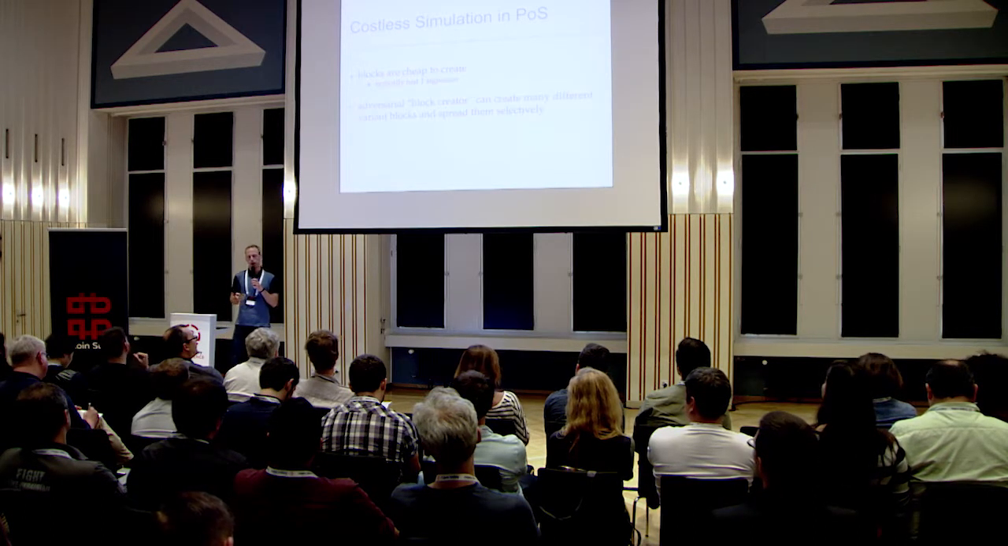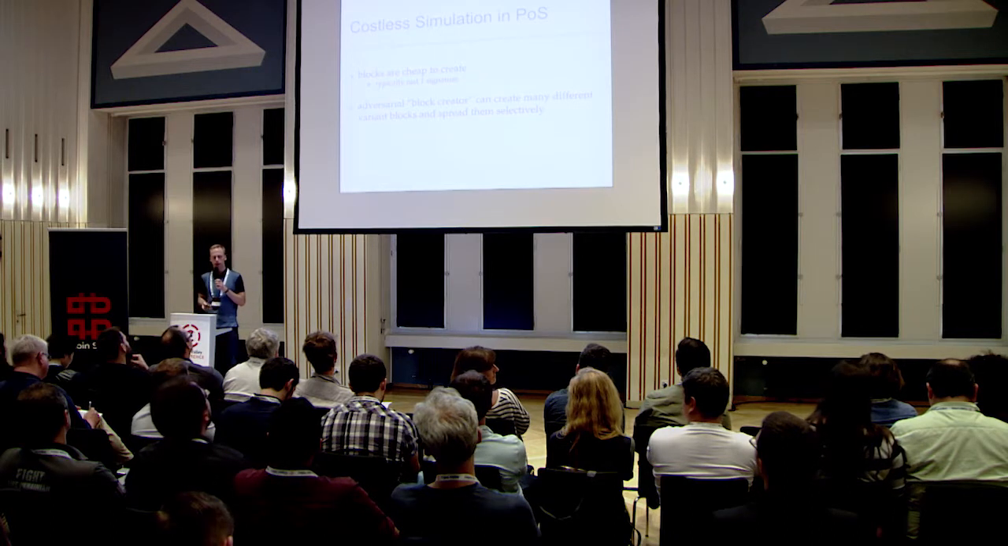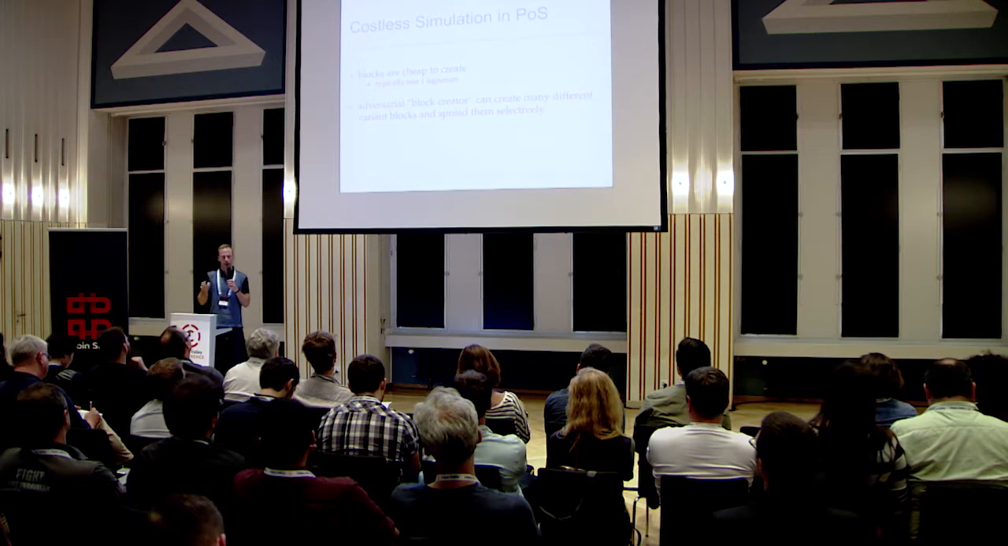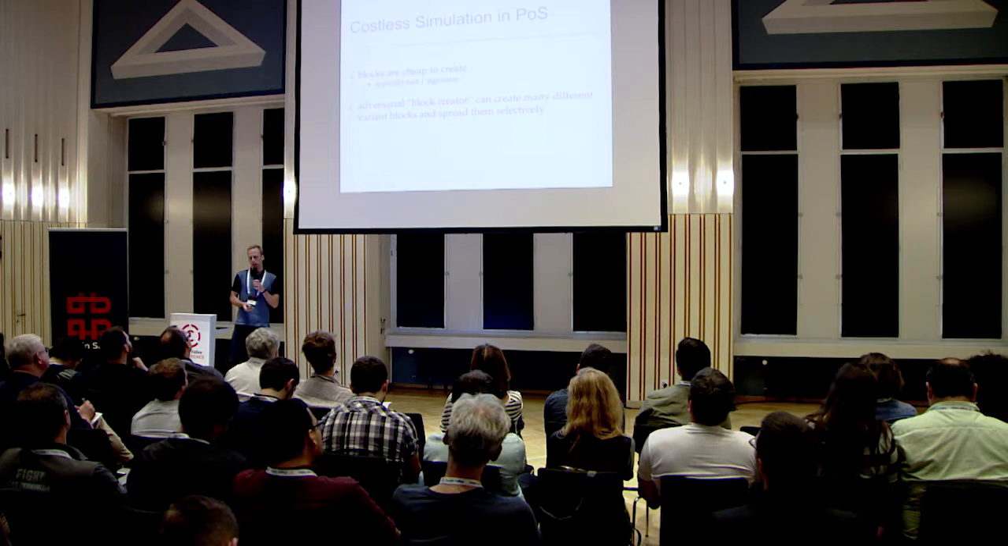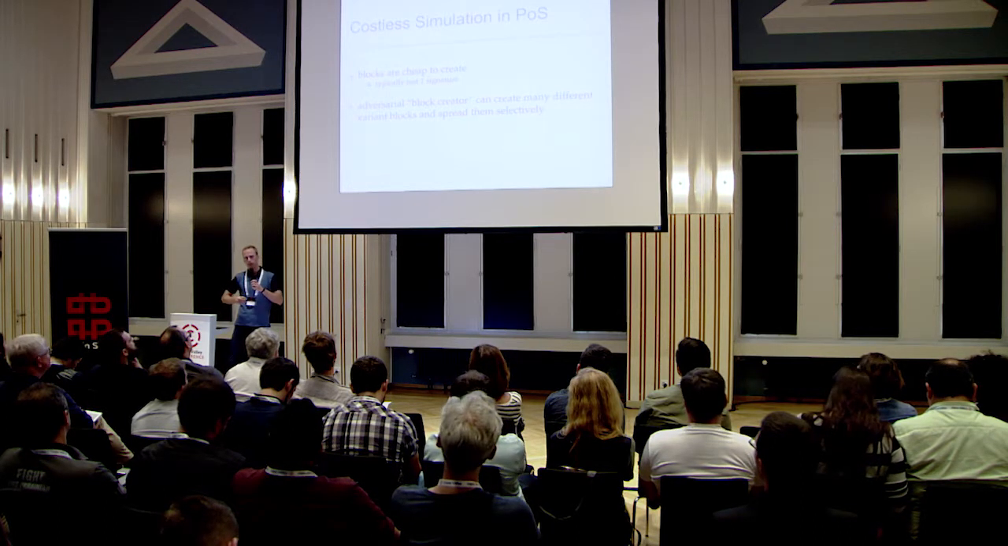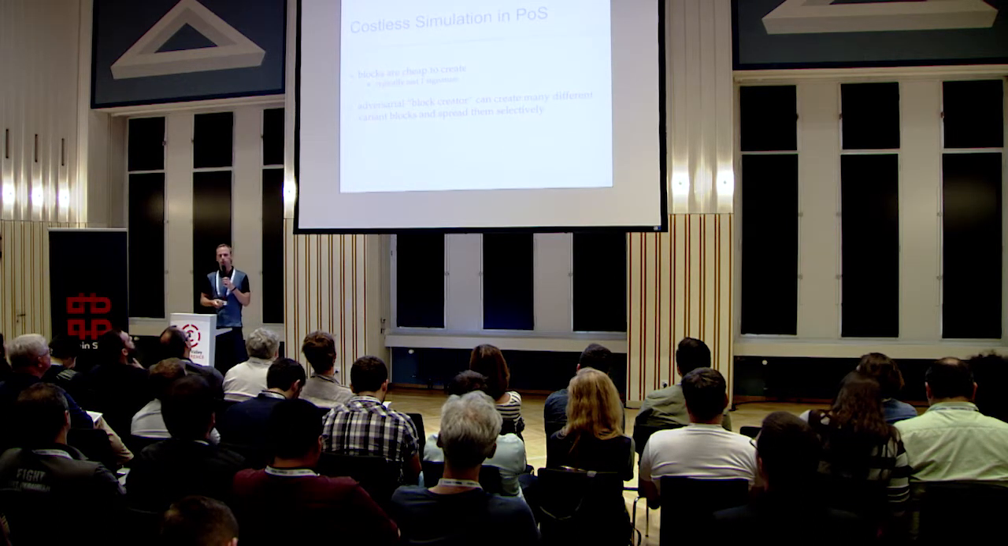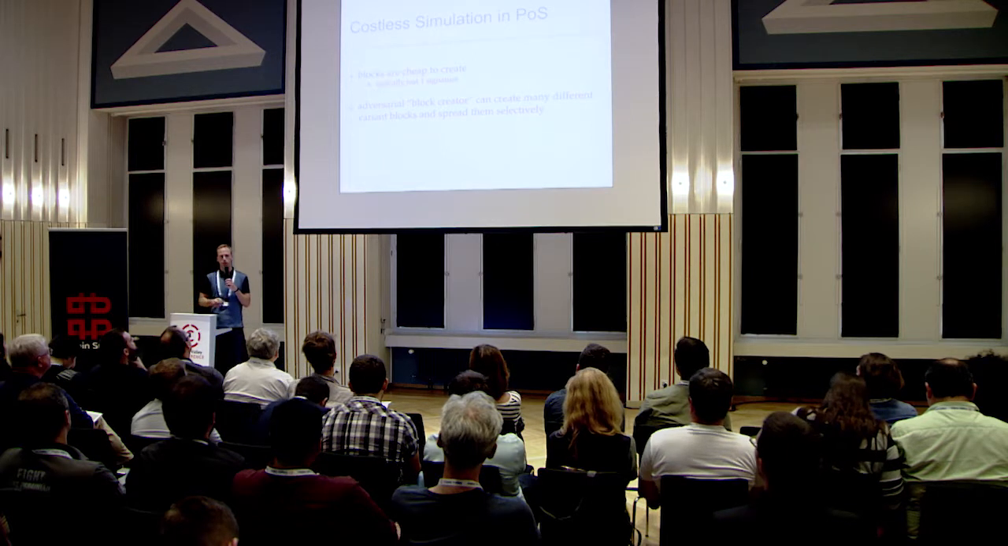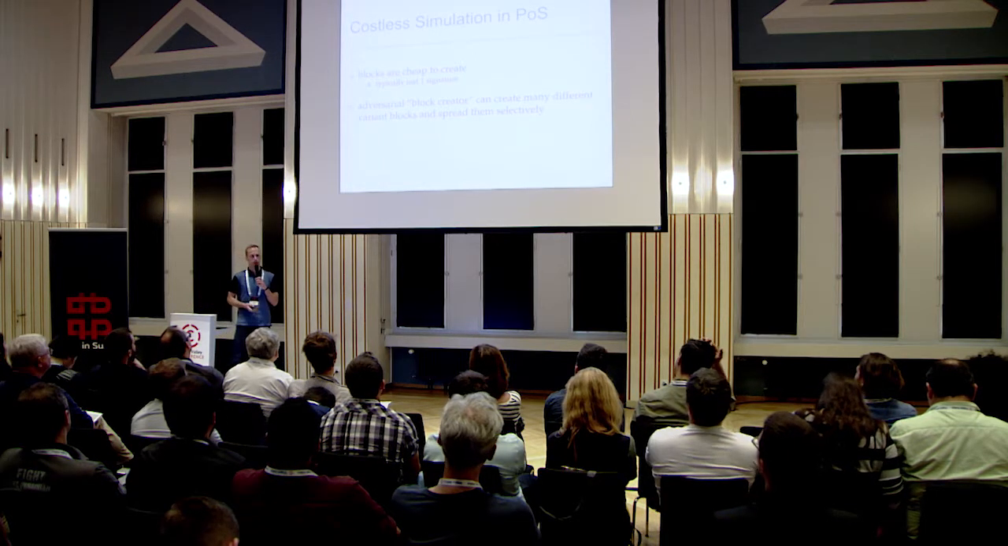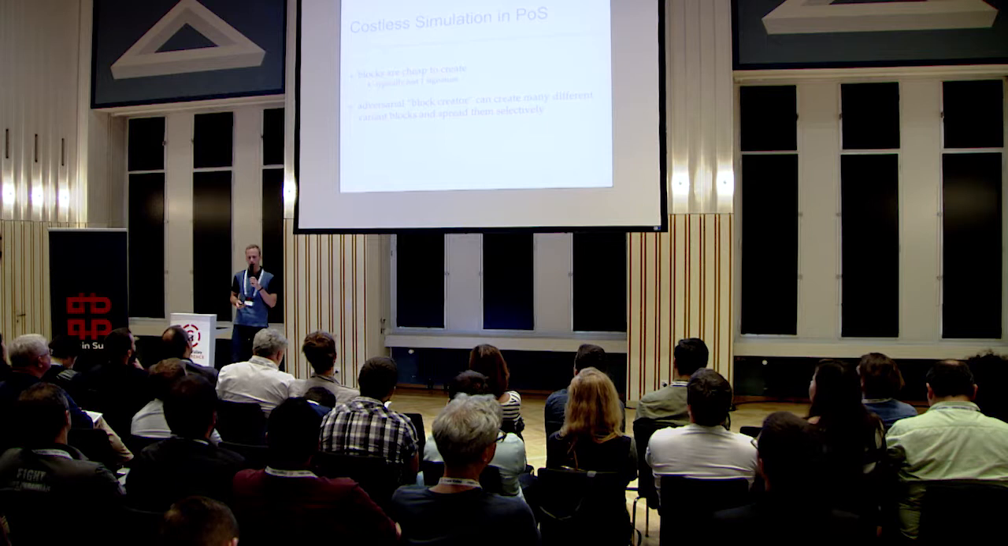Blocks are really cheap to create, and this has several implications. The first one is that if the winner of the lottery is adversarial, he can simply create many different blocks and spread them selectively in an attempt to confuse all the other participants and try to break down the whole protocol in one way or another.